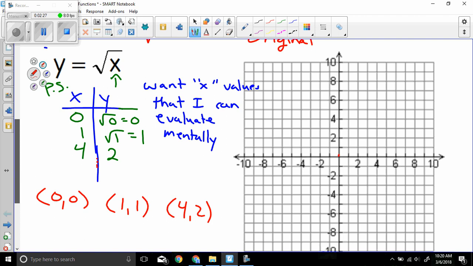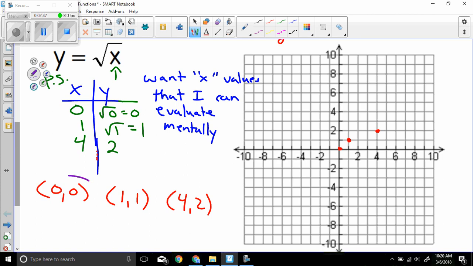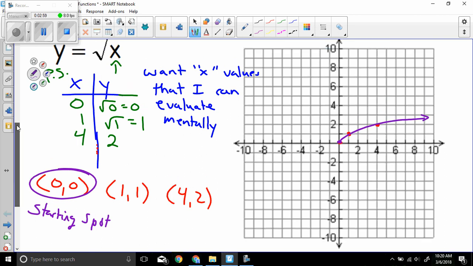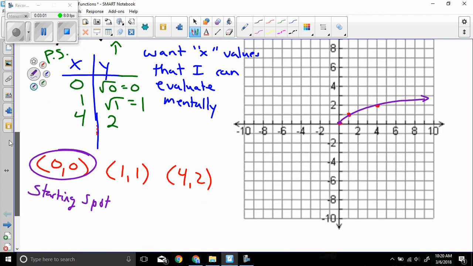So let's plot these. So I have 0, 0, 1, 1, and then 4, 2. This 0, 0 is known as a pivot point. This is our starting spot. So it's going to start at 0, 0, and then it's going to go through those points and continue. It kind of levels off. And that purple thing is known as the parent graph of my square root.